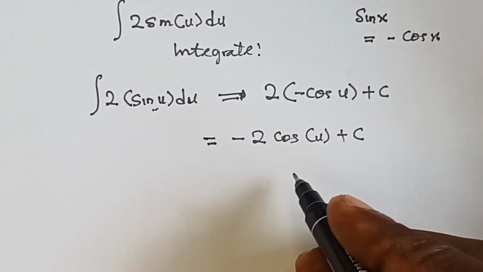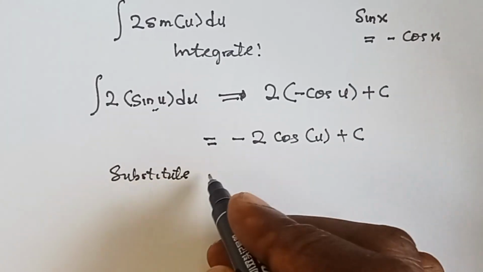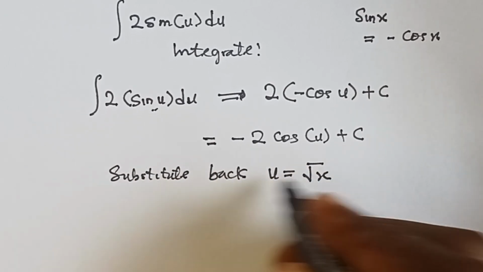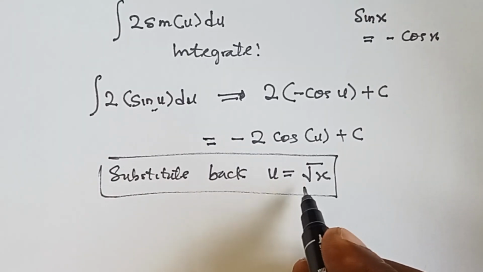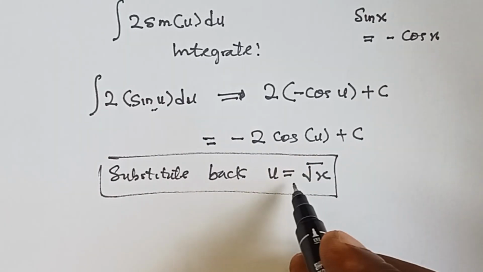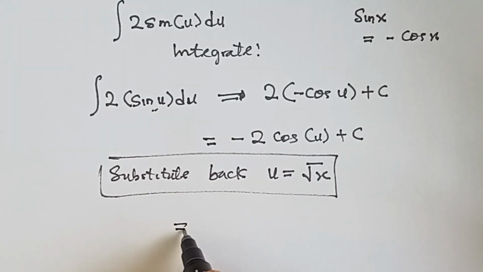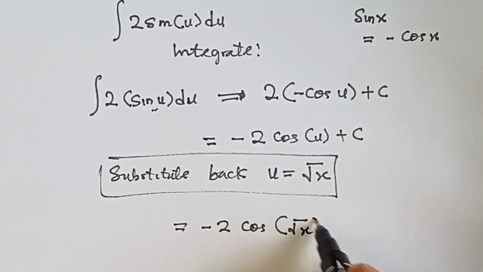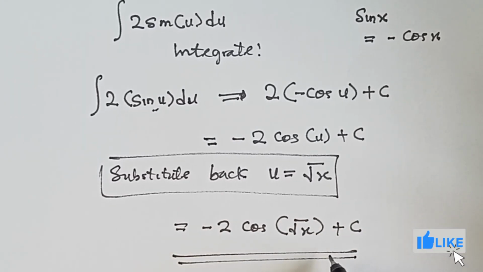And then remember that we have to substitute back our u to be what? To be root x. Remember that our u is equal to root x from the beginning, so we have to substitute back u to be what? Root x. So from here we have minus 2 cos, what is our u? Root x plus c. Right, so this is our final answer.